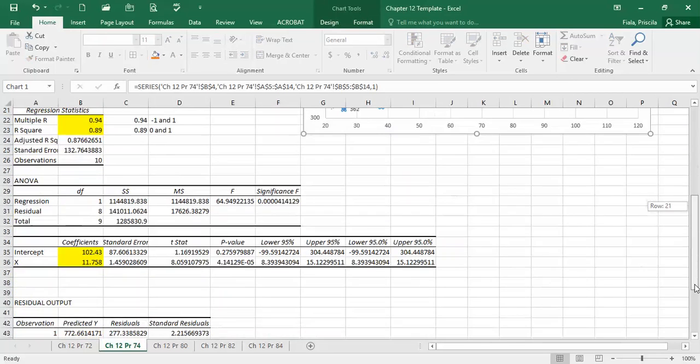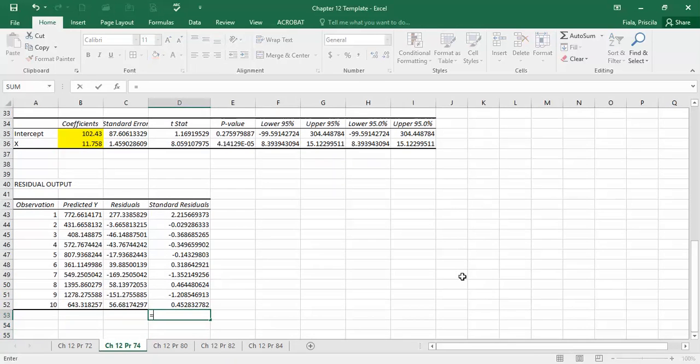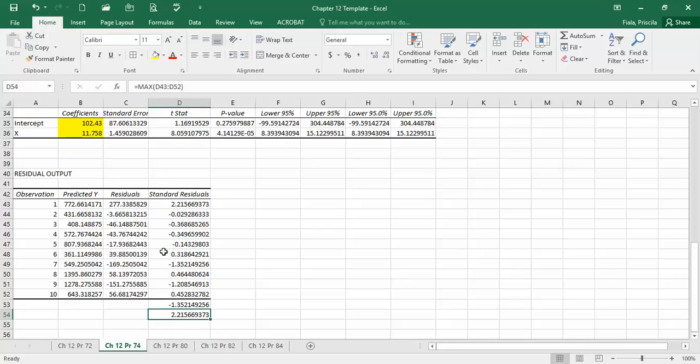How do we know that? Right here on your standard residuals, this is what we're going to do. We're going to type minimum of all these values right here, and then we're going to type max of all these values right here. Well, your minimum stays within two standard deviations, so I will leave it alone. But on your max, we have something here over two standard deviations.